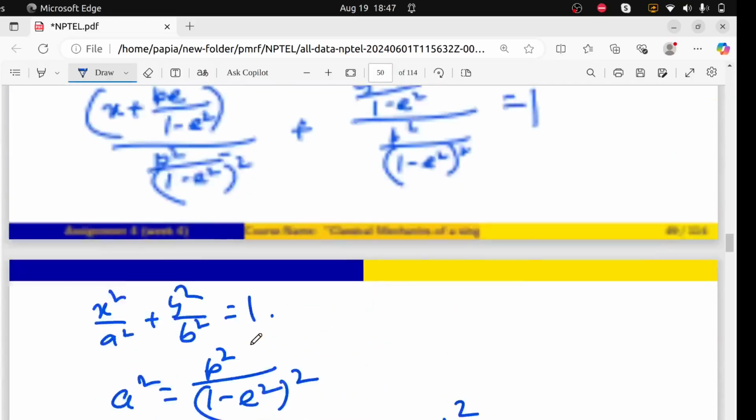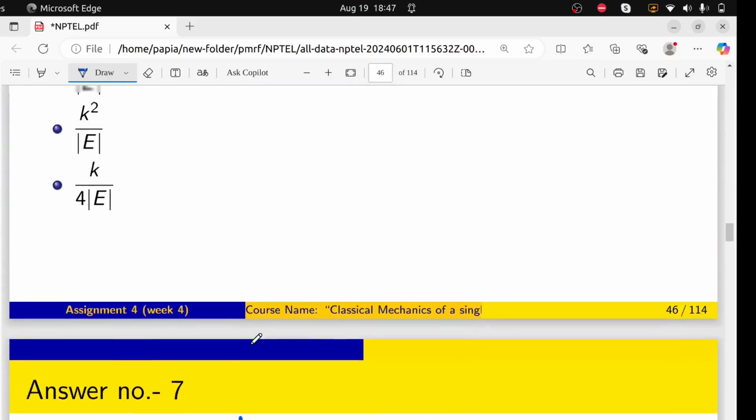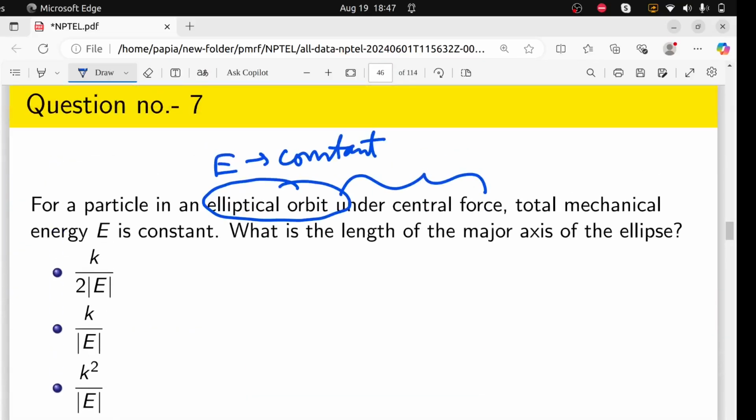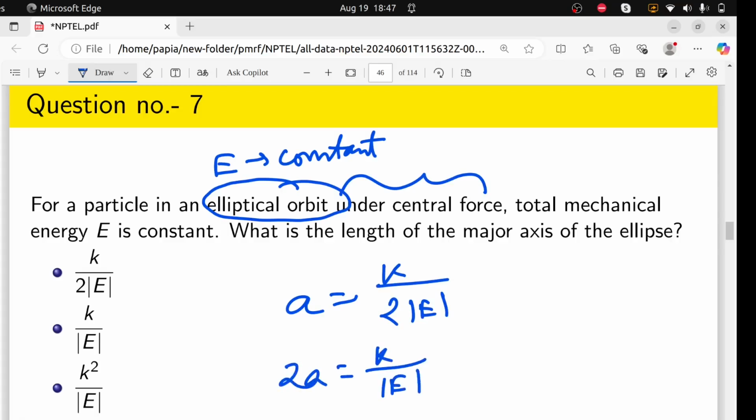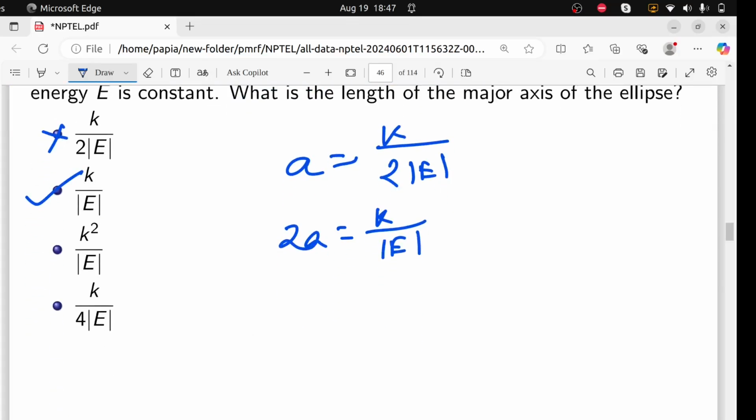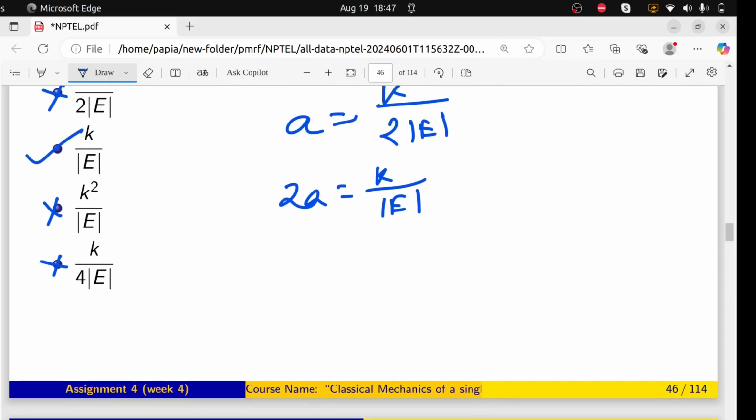So now in the question, you can see the question here. What is the length of the major axis? So we have A equals k by 2 mod E. Now major axis is 2A, which is k by mod E. So this one is correct. This one is not correct. It is not correct. So this one is correct.